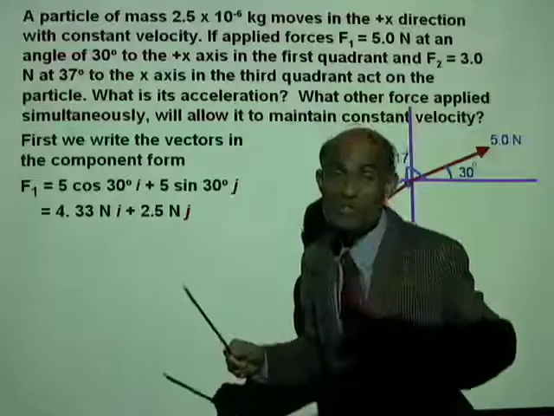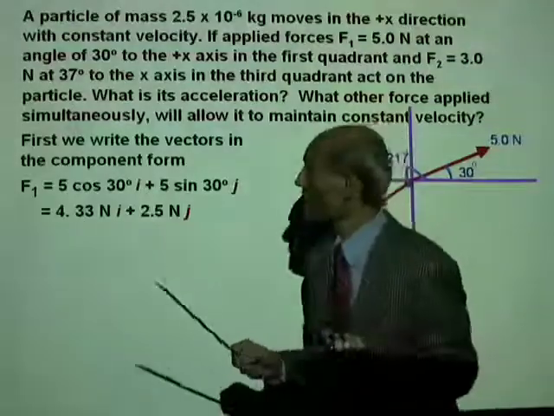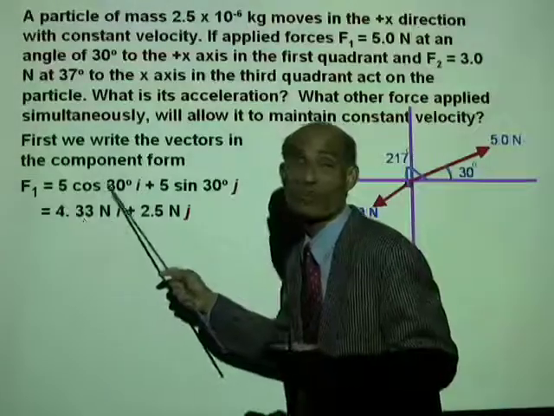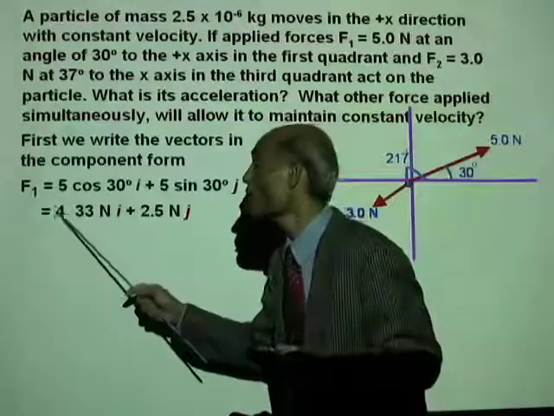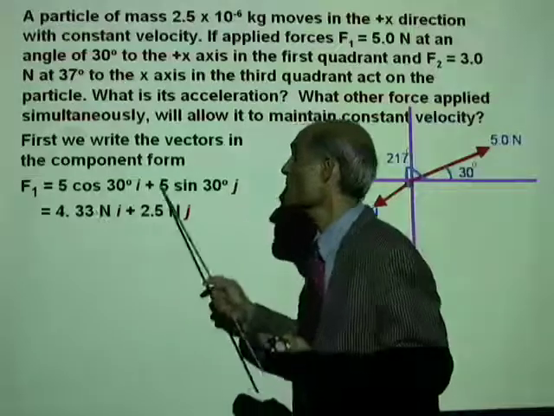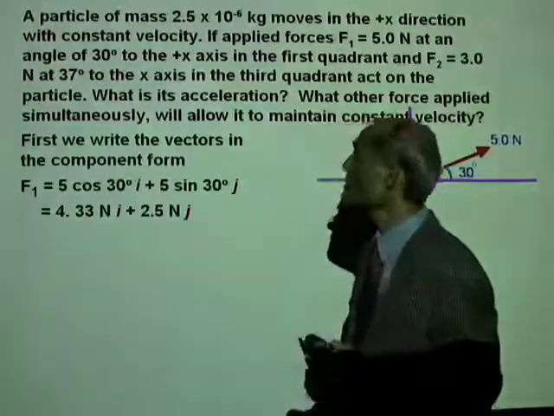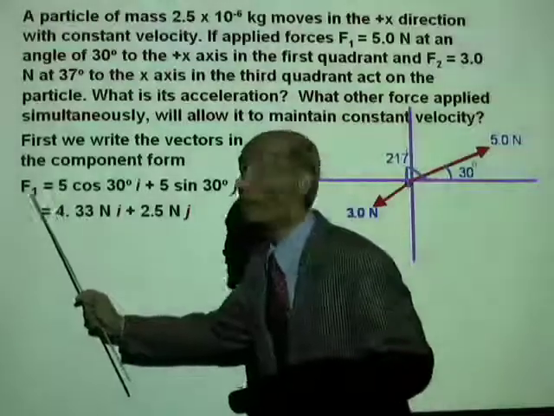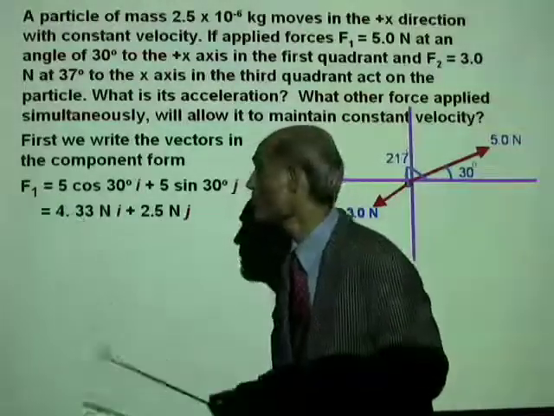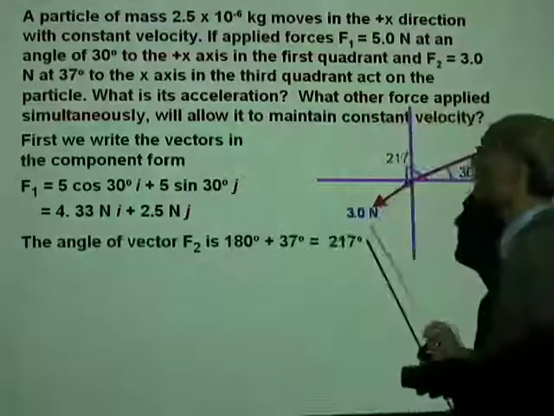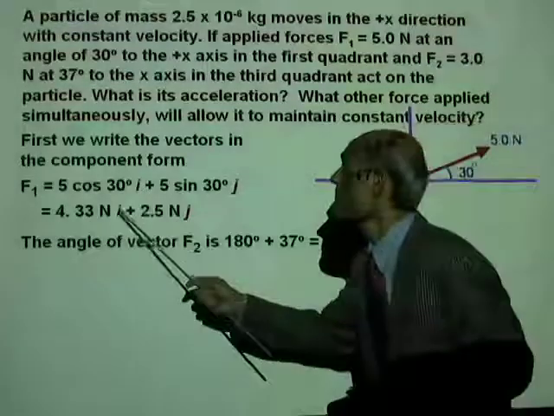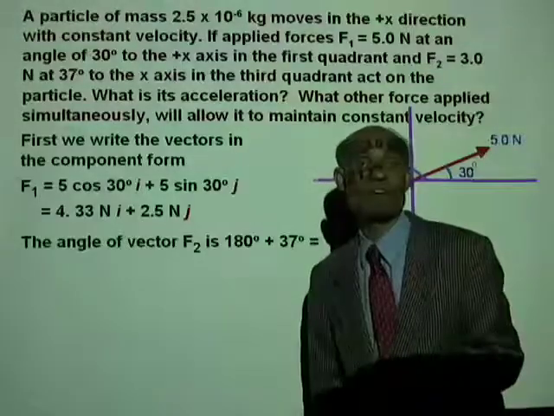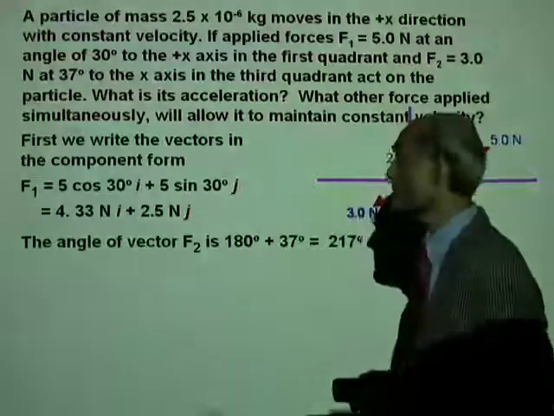Now you got to do this along with me. Keep your calculator ready and obtain these values. 5 cos 30 degrees is 4.33 Newton, and 5 sine 30 degrees is 2.5 Newton. Therefore, F1 is 4.33 Newton I plus 2.5 Newton J.